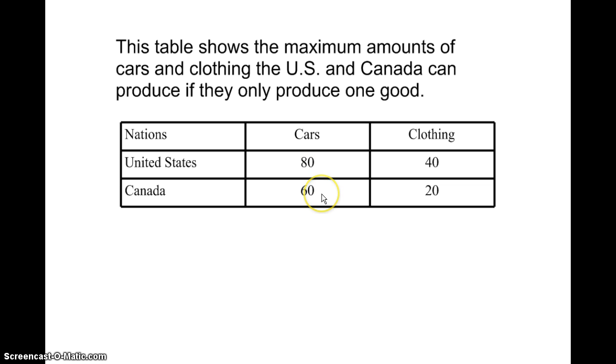For Canada, we have to give up 20 units of clothing for each unit of cars, so the opportunity cost is 1/3. But you have to give up 60 units of cars for each unit of clothing, so the opportunity cost is 3.